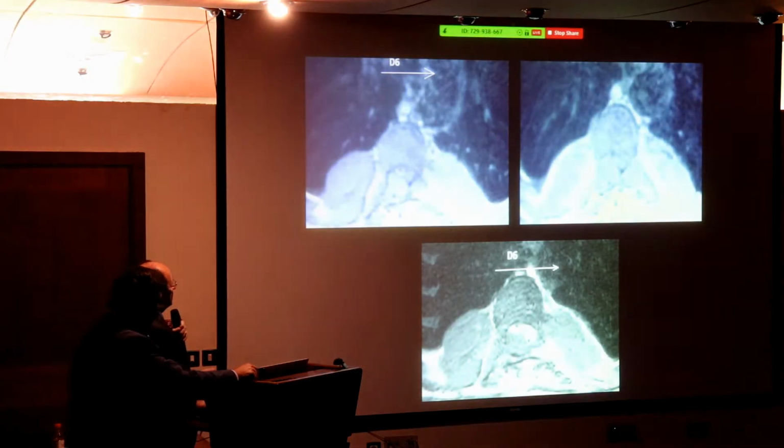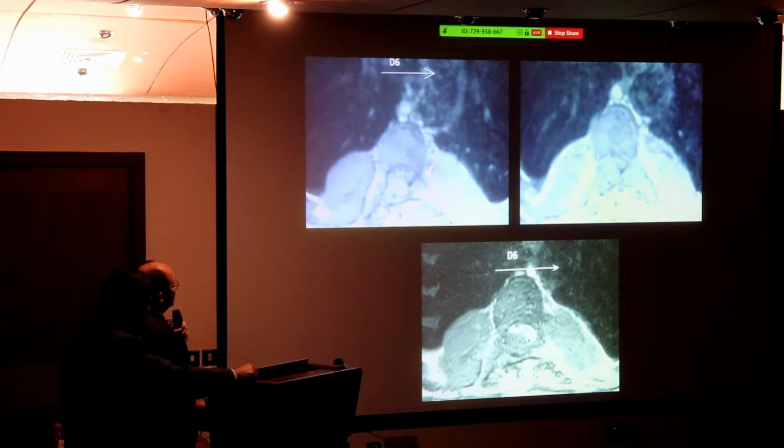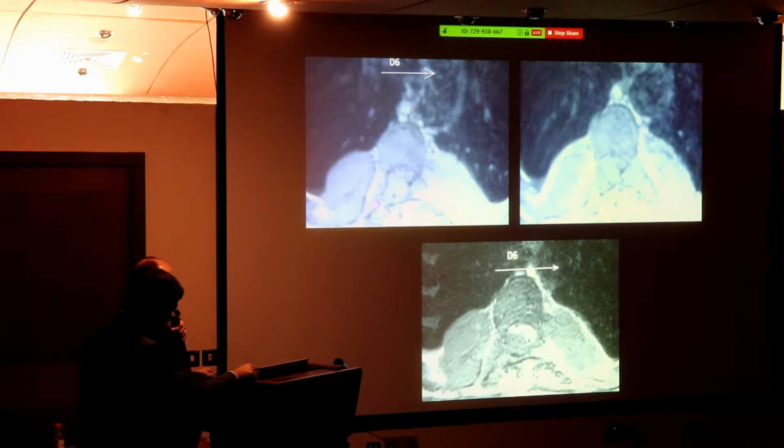Next. This is axial T1 weighted, axial T1 weighted, axial T2 weighted. If you look carefully, the masses are paravertebral. There is no extension into the neural foramen, or no expansion from this area, which is very important to exclude neurofibromatosis.